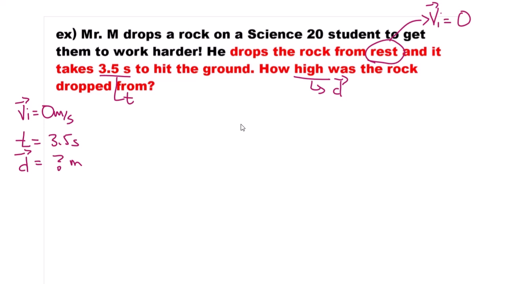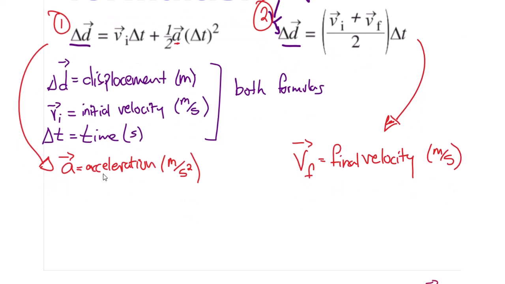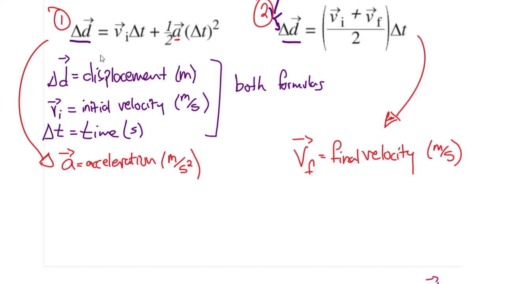Let's see which of my two formulas I want to use. So I know the VI, I know the T. I'm looking for the displacement. So I look at my formula sheet. Okay, I have VI and T. Well, those are in both formulas. I'm looking for displacement, but I need one of these other things. I need the acceleration or I need the final velocity. And depending on which one I have, that's going to decide which formula I use.